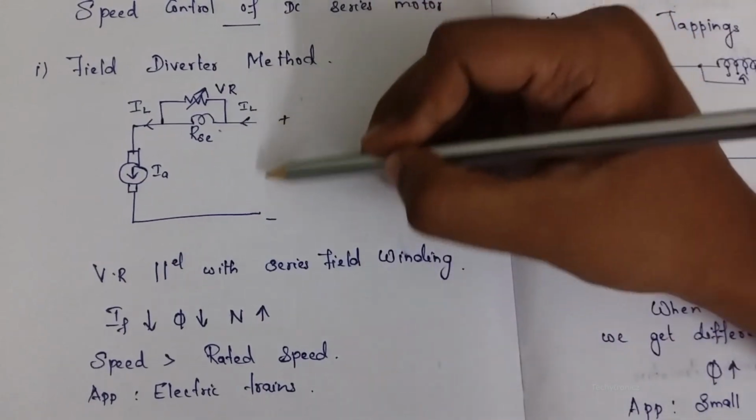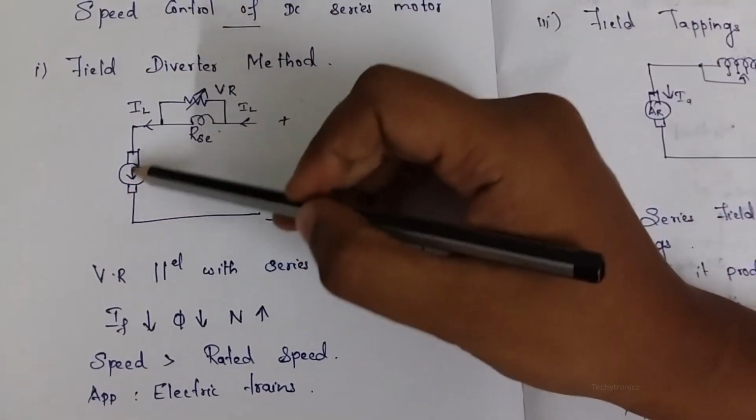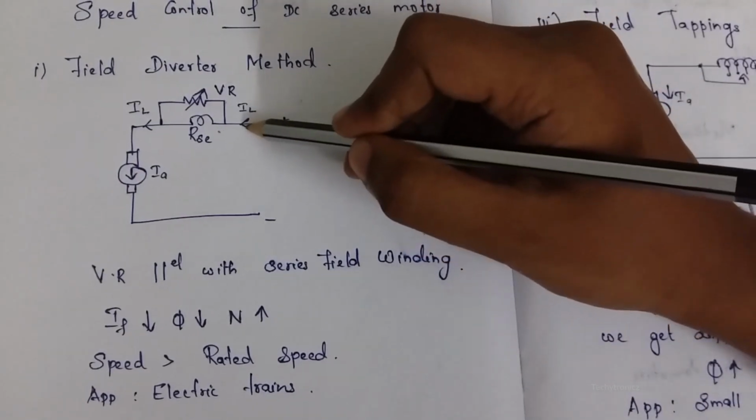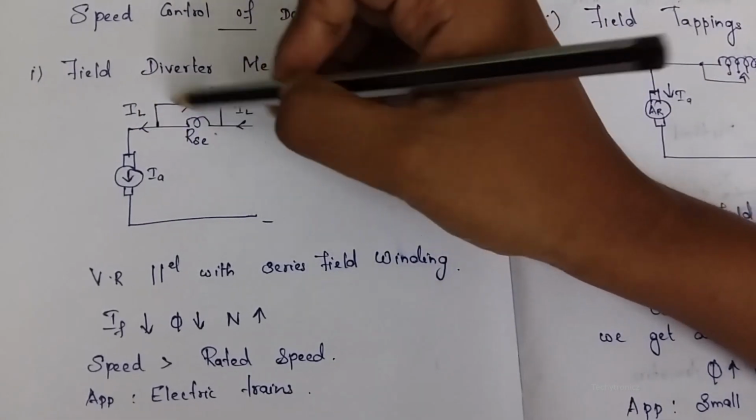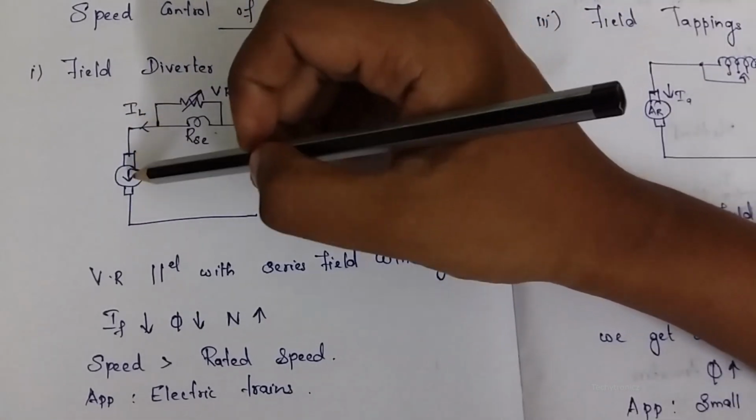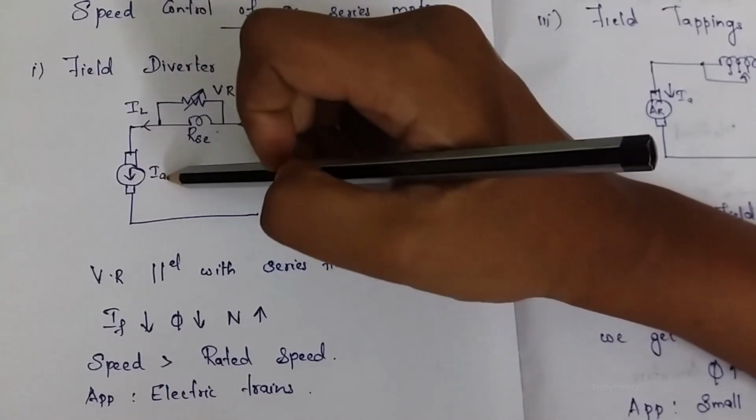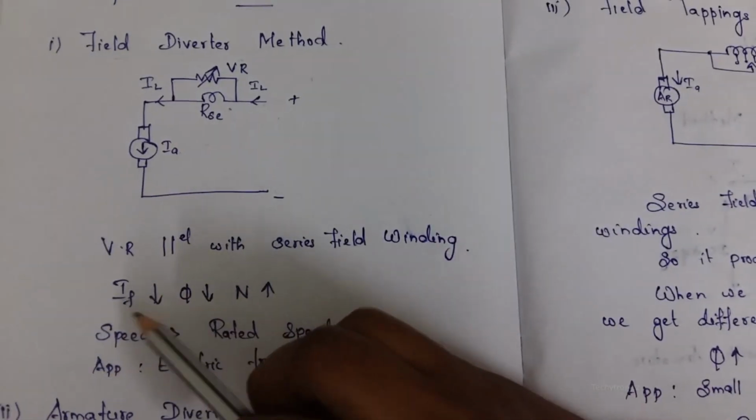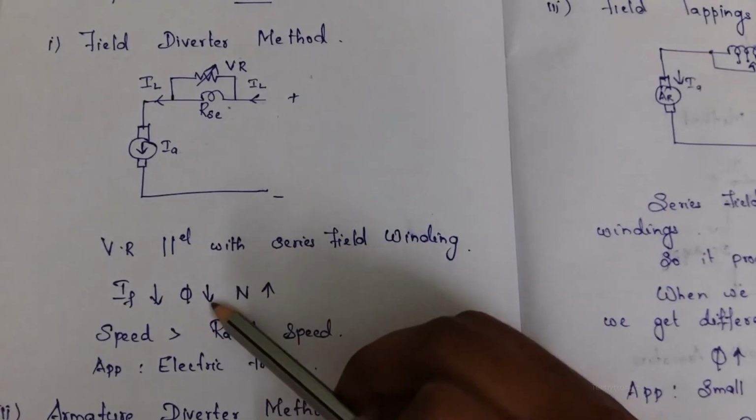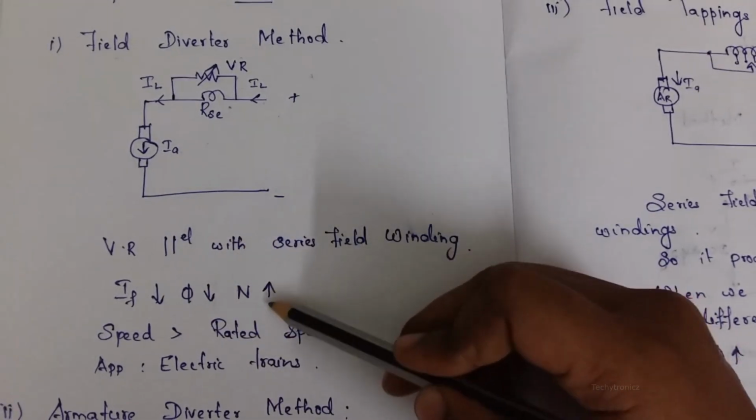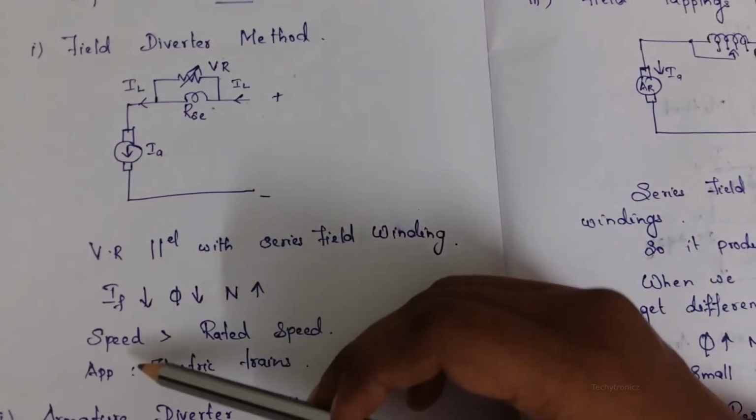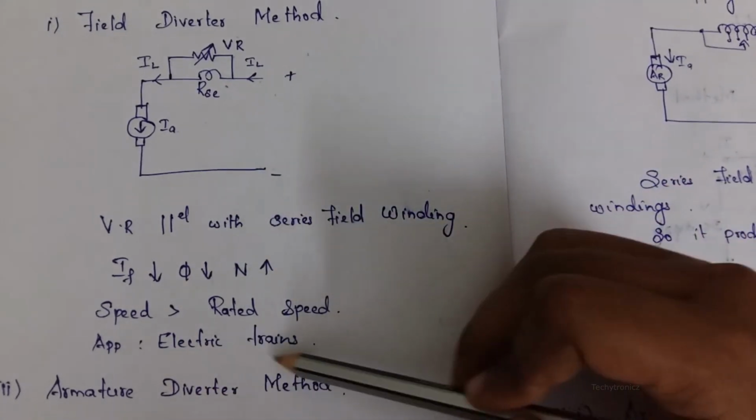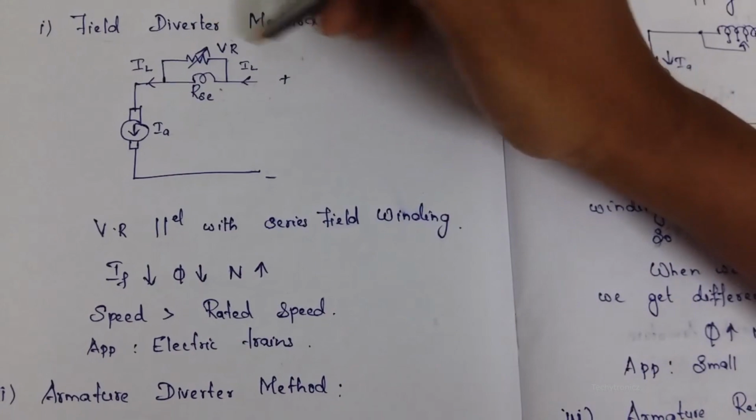As usual, we give DC supply to the motor, and this is the armature. From here the current IL passes through, and the same current flows through the field winding, and when it comes to the armature we get the armature current. Here, when the field current decreases, the flux also decreases. When the flux decreases, the speed increases. So in this method the speed is greater than the rated speed. This type of method is used in electric trains. This is the field diverter method.